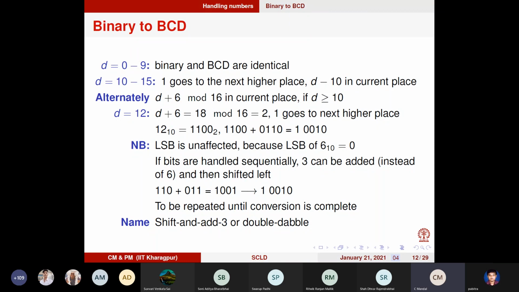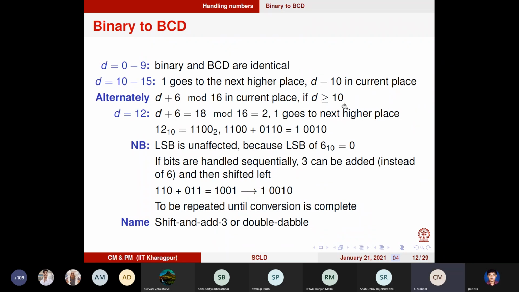The thing is that this 1 goes to the next higher place and d minus 10 is in the current place. We will come to that. Let us state another rule for doing this. If you have a decimal number d in this range 0 to 15, what we do is add 6 and take mod 16 of the entire thing.